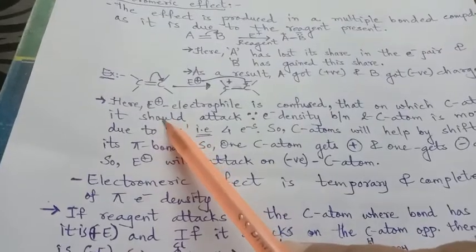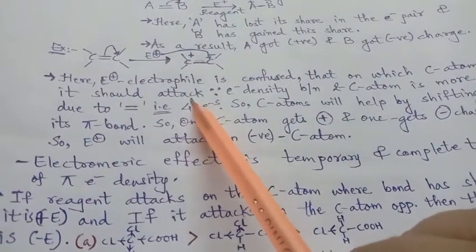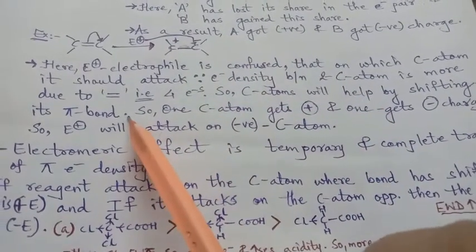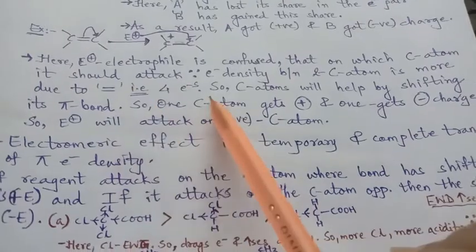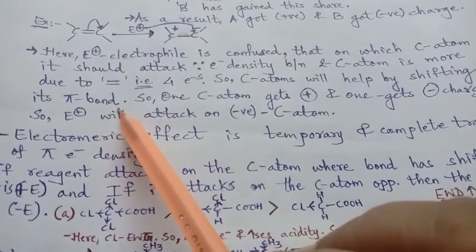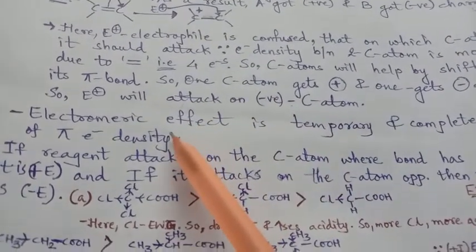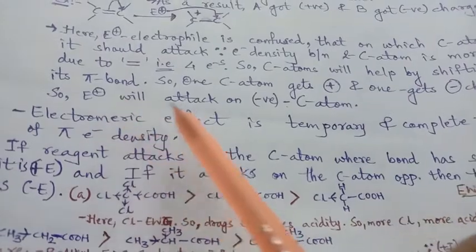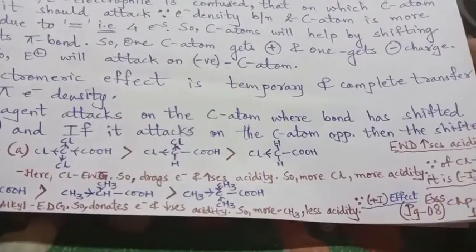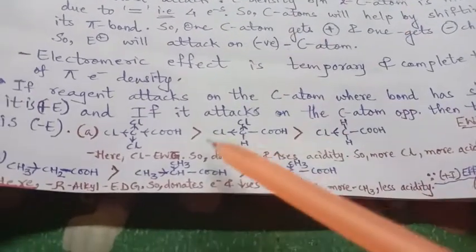Here the E positive electrophile is confused on which carbon atom it should attack, because electron density between the two carbons is more because of the double bond, that is the 4 electrons. So a carbon atom will help by shifting the pi bond, and one carbon atom gets positive and the other gets negative charge, and the electrophile will attack on the negative carbon atom. Electromagnetic effect is temporary and a complete transfer of pi electron density.